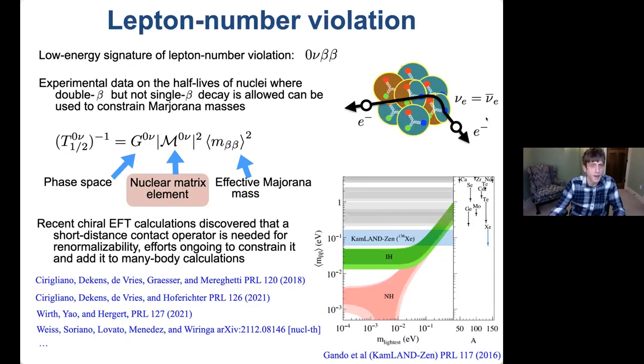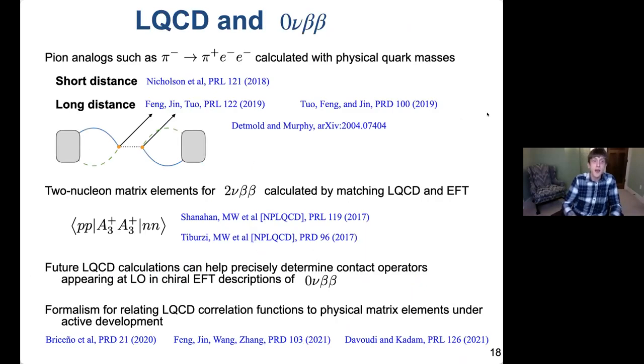So I have no time left, but I would be remiss to not mention that there is other neutrino physics that you can't get at easily with accelerator neutrinos, in particular searches for lepton-number violation through neutrinoless double beta decay. And there's been really an explosion of theoretical interest in nailing down the nuclear effective theory of these matrix elements, discovering that there's a short distance contact operator needed for normalizability and starting to constrain it and add it to many body calculations. And Lattice QCD is also a growing part of this effort.